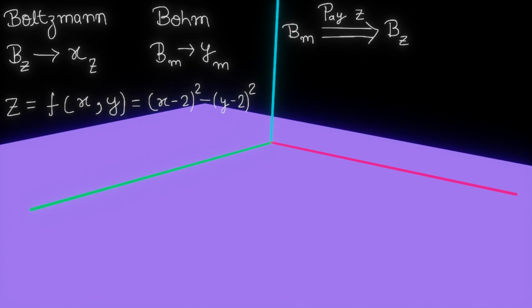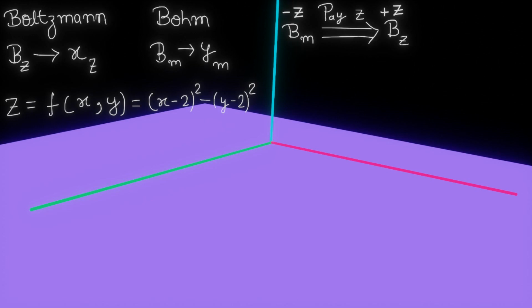This type of game is called a zero-sum game, which means that the sum of the amount lost by Bohm and the amount gained by Boltzmann would be zero. Which means if Bohm pays Boltzmann Z amount, the amount lost by Bohm will be minus Z, obviously, and the amount gained by Boltzmann would be plus Z. So the sum of plus Z and minus Z is zero, and it is a zero-sum game.